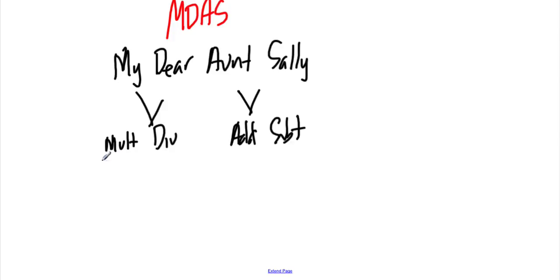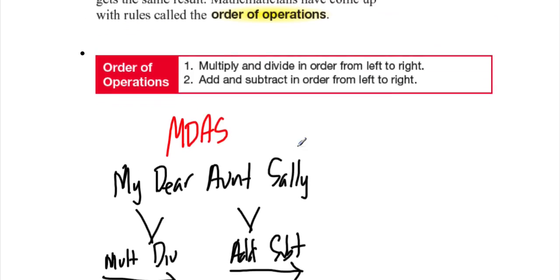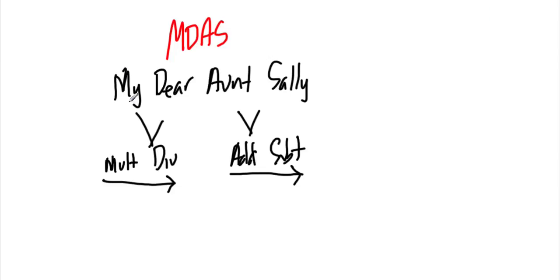So the rule says you need to go from left to right. Addition and subtraction, you also go from left to right. They have the same priority. So if division goes first, you do division before multiplication. If you see multiplication first, you do multiplication first before division, again in order from left to right. But multiplication and division have a higher priority than addition or subtraction.